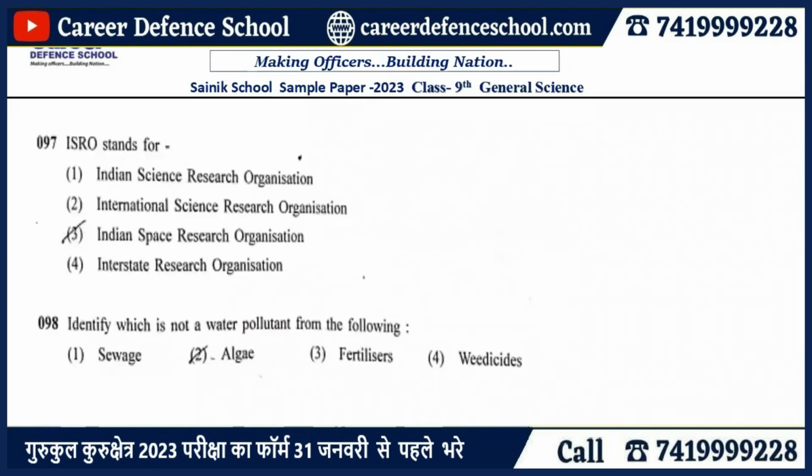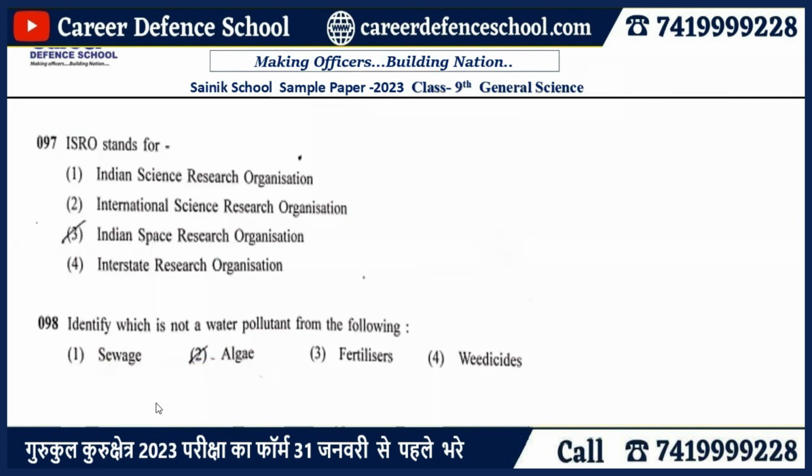ISRO stands for, very easy: Indian Science Research Organization, International Science Research Organization, Indian Space Research Organization, Interstate Research Organization. So the correct option is C. Its headquarters is in Bangalore. Okay. Next, 98. Identify which is not a water pollutant from the following: sewage, algae, fertilizers, and weedicides. Okay. The correct answer for the 98th question is algae. Okay.